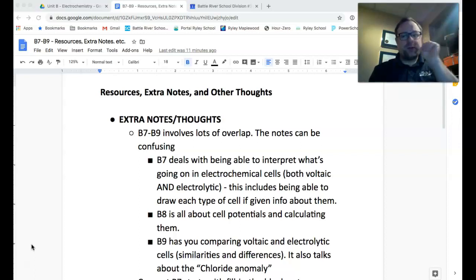Now what we're moving on to are our next concepts, where I've told you before we're going to get into learning about some of the practical applications of all of this stuff we're learning about redox reactions. So we're going to get into talking about what's going on in the practical applications.